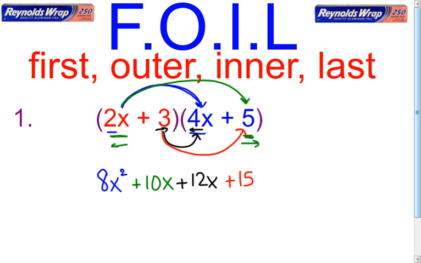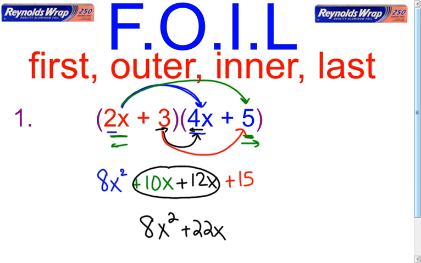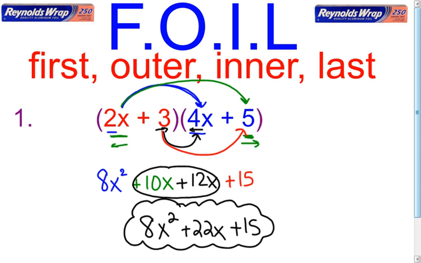Then what you just need to do is combine any like terms that you can. I do not have any other x squareds to combine that 8x squared with, but I can combine 10x and 12x to make 22x, and then I have that 15 left. So when I multiply two binomials, I typically, but not always, get what is called a trinomial here because it has three terms to it. It also happens to be a quadratic trinomial in this case because it has a degree of 2.